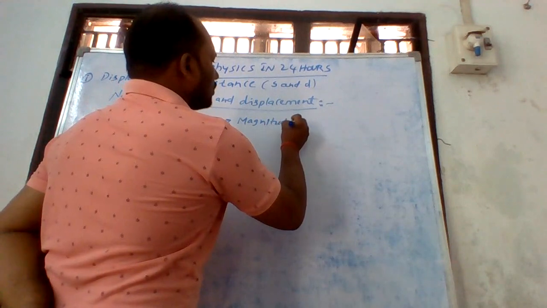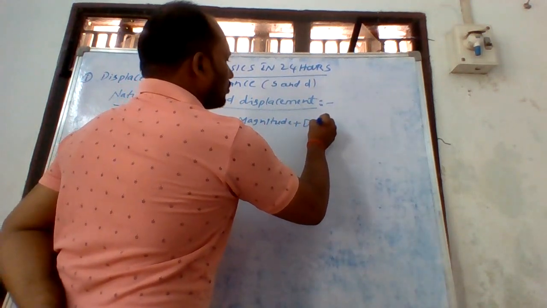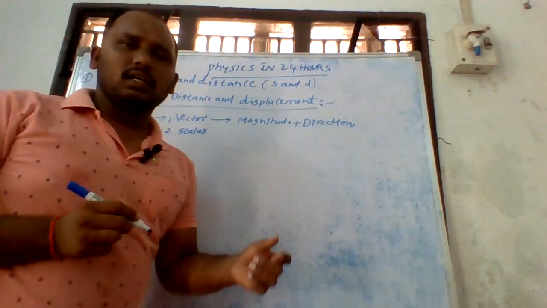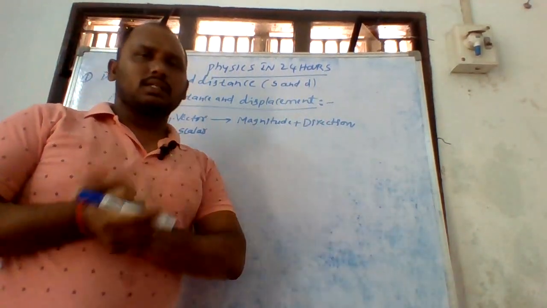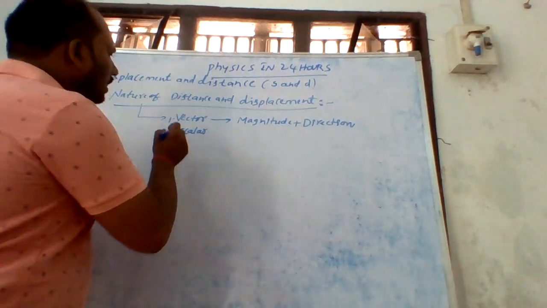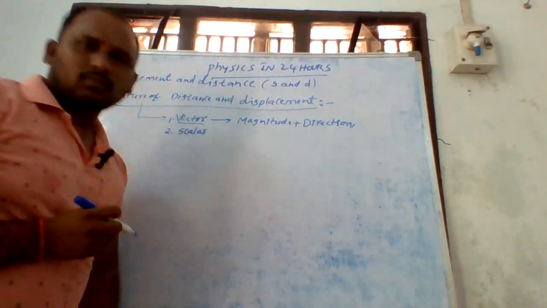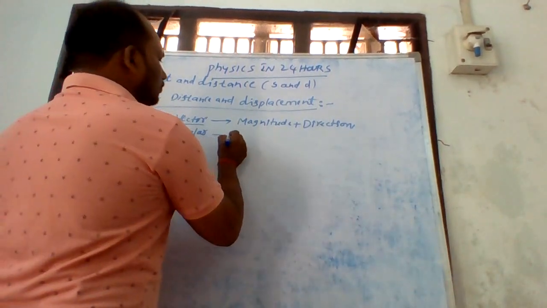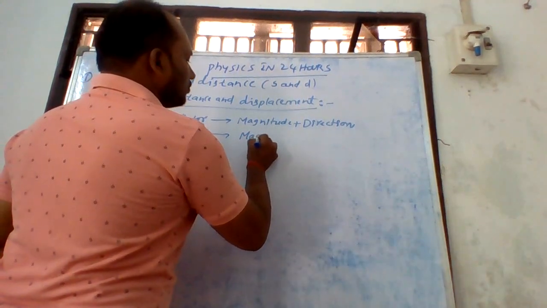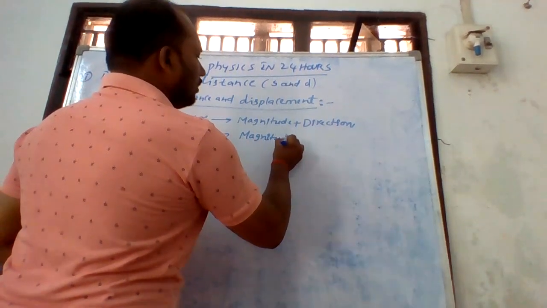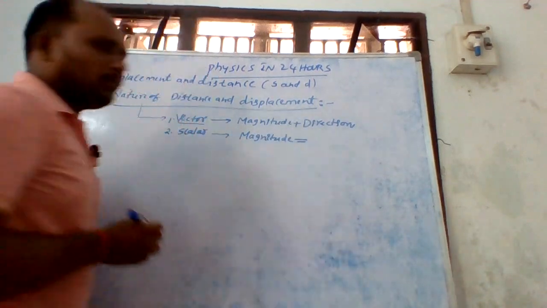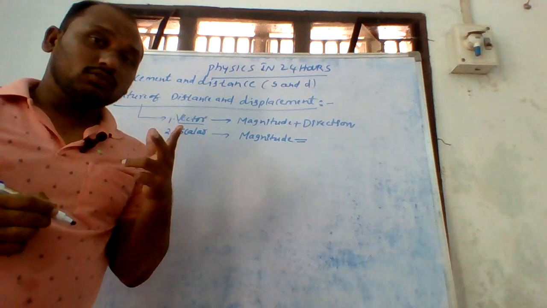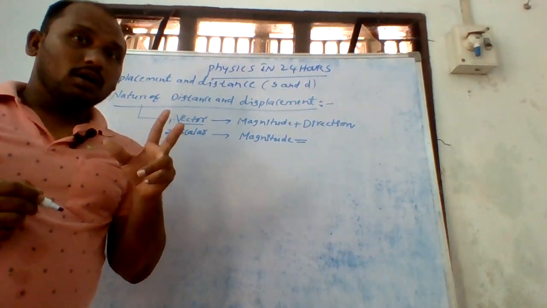A vector has magnitude plus direction. So any physical quantity having magnitude plus direction comes under the nature of a vector. This is a vector. Can I conclude it as a vector? What is a scalar? A scalar has only magnitude. That is called a scalar. I will tell you the meaning of magnitude and the meaning of direction.